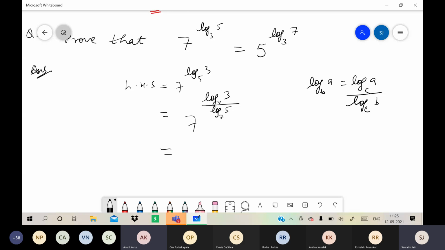Sir, it's log 5 to the base 3. And it's log 5 upon log 3. Oh, sorry, wait a minute. Yeah, mistake. You check that. Yes, this is log 5 to the base 3.